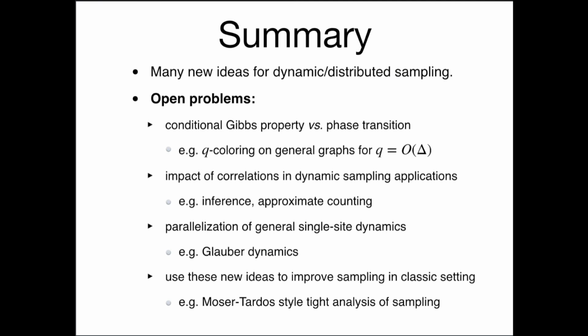Okay, so to summarize, there are quite a few new ideas for dynamic sampling and distributed sampling. There are also some open problems: to have algorithms satisfying the conditional Gibbs property approach the phase transition thresholds on general graphs, and control the impact of correlation in samples in dynamic sampling; to parallelize general single-site dynamics, for example the Glauber dynamics; and especially to apply the new ideas here to improve sampling in the classic setting, like using Moitra-style tight analysis for sampling. And thank you all for your attention.